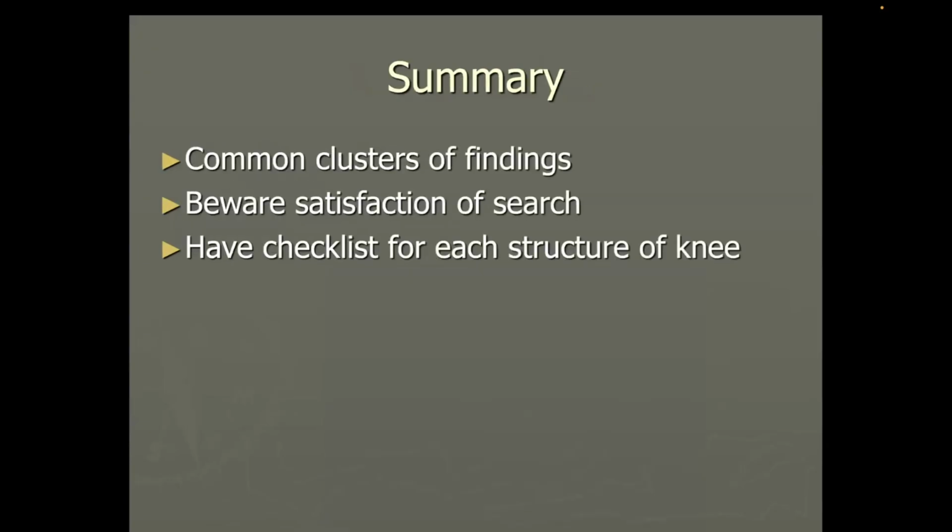So in summary, you can find common clusters of findings. Beware of red herrings. And just make sure you're having a checklist so that you can go through like we just did on meniscus, ligaments, cartilage, and ultimately cystic changes. Thank you.